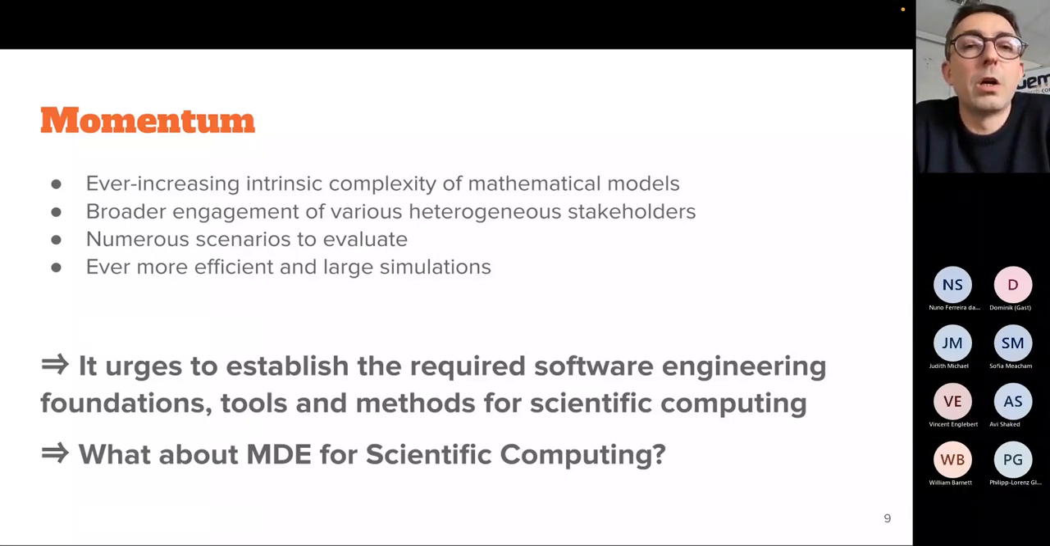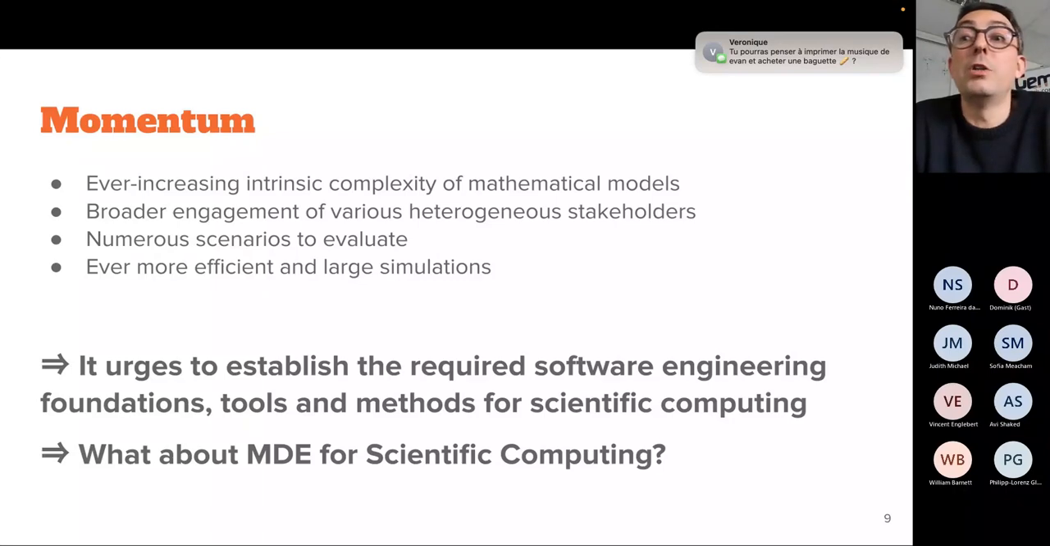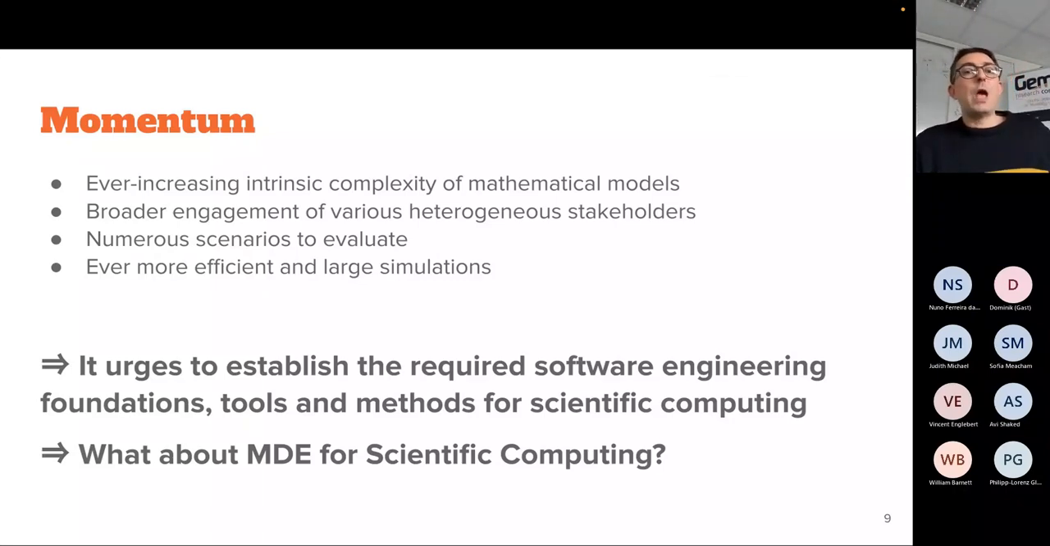We are always trying to represent the different phenomena in better ways, such that the mathematical models are more and more complex. We have a broader engagement of the stakeholders, not only software engineers, but scientists, numerical analysts, but also possibly domain experts, the general public, and so on and so on. We have numerous scenarios.